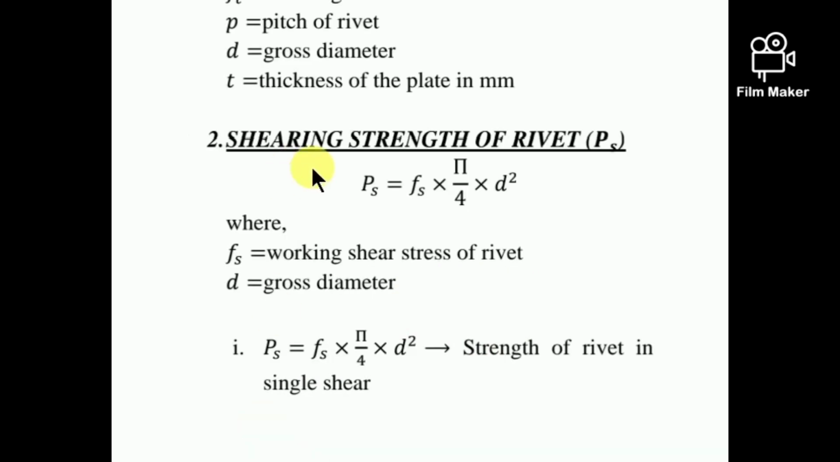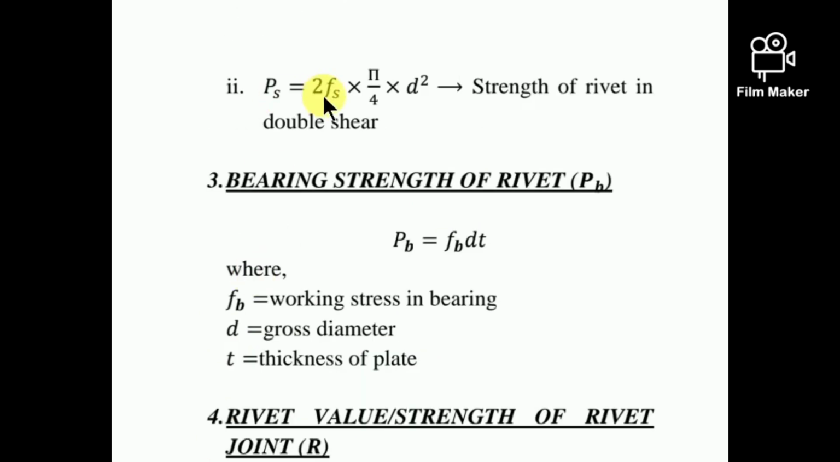Then second we have shearing strength of rivet represented by PS. So PS is Fs into pi by 4 d square. Here Fs is the working shear stress of rivet and d is our gross diameter. Now this formula PS equal to Fs into pi by 4 d square is valid for the rivet in single shear, but if the rivet is in double shear, then we multiply the above value by 2, that is twice Fs into pi d square by 4. This is the strength of rivet in double shear.